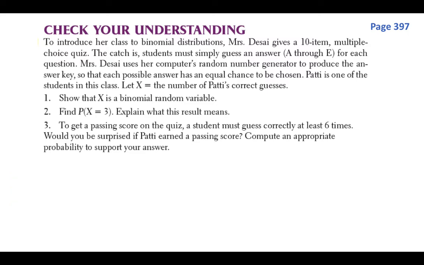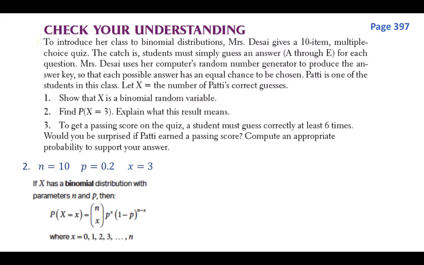So number 2 is we want to find P of X equals 3, which means the probability that she gets exactly 3 correct. So let's go back to the numbers that we need for the equation for solving this. n is the number of trials, and it's 10. p is the probability of a success, and it's 0.2. And then X is 3, and that just means we're looking for 3 successes out of the 10.